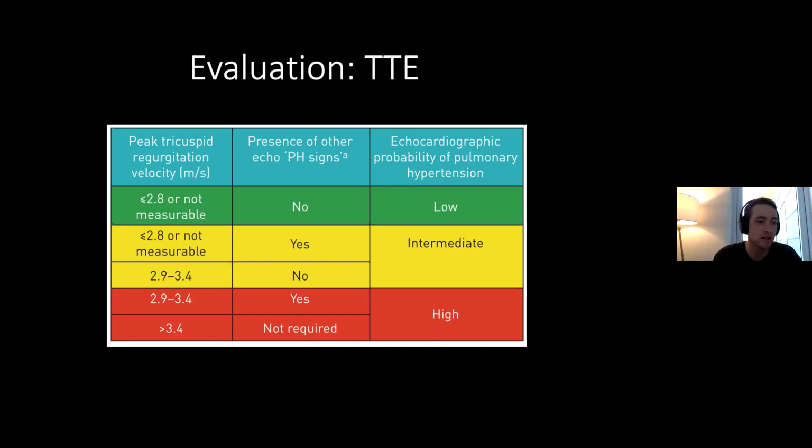For indeterminate or intermediate category patients, the decision to cath is more nuanced. And interestingly, tricuspid regurgitant velocity can increase with volume overload. And this is taken into account when we decide if we want to right heart cath or not.